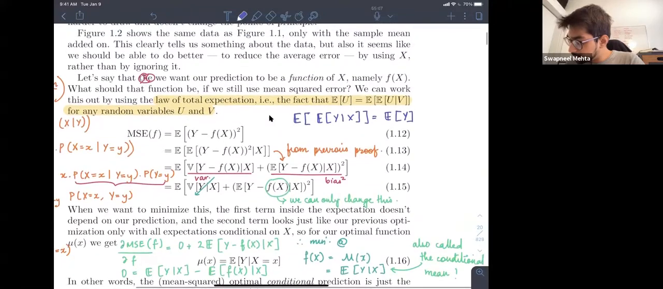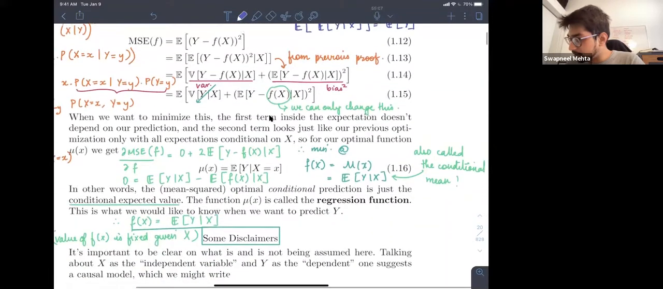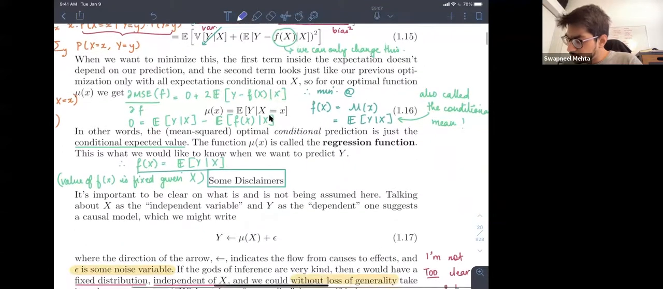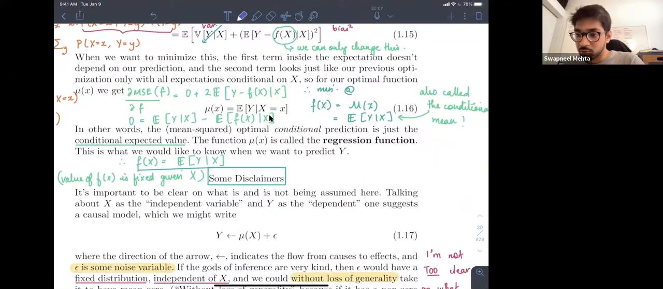And from the previous proof, using this law of total expectations, it is easy to see that this results in a variance and a bias squared term. It's equivalent to the conditional variance and conditional bias squared, I guess. I don't think I want to say more about this unless someone has a doubt.